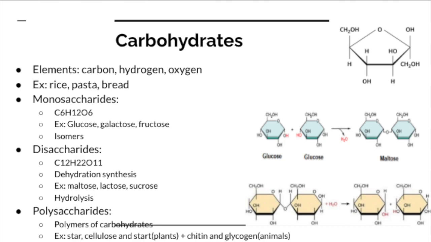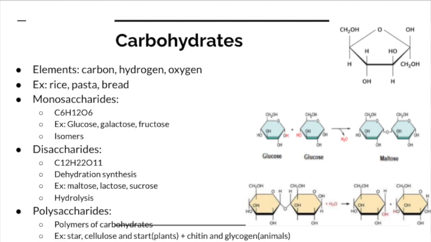So in dehydration synthesis, the byproduct is water. But in hydrolysis, they use water to break down the disaccharide. Polysaccharides are polymers of carbohydrates. They form as many monosaccharides are joined together by dehydration synthesis. Examples are cellulose, starch, chitin, and glycogen.